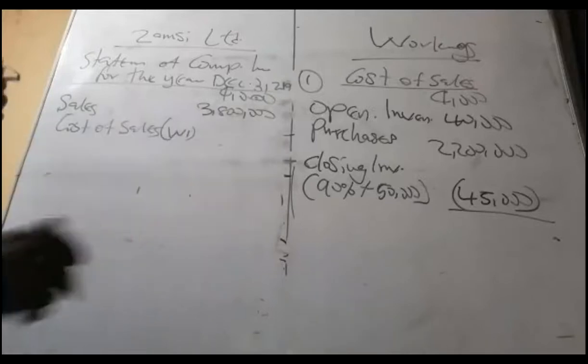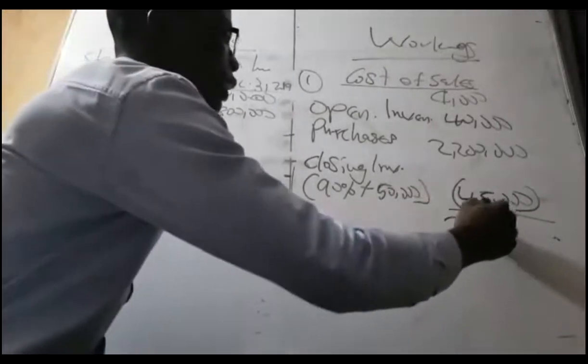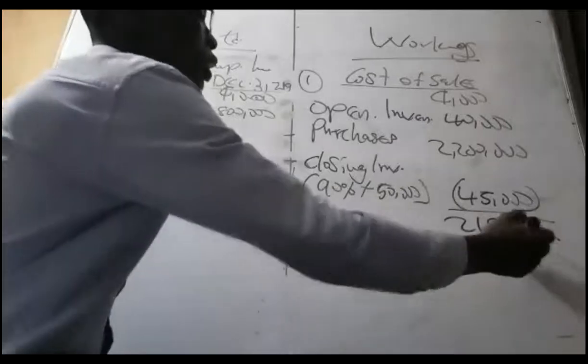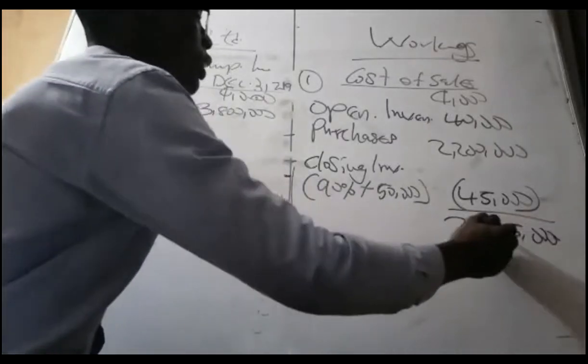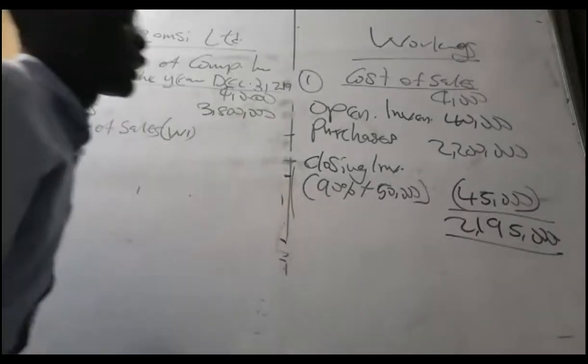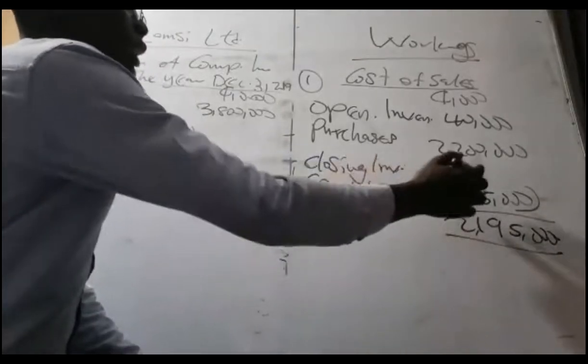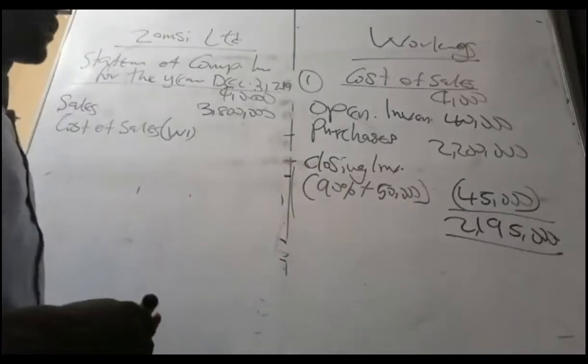So if you sum them up, this is what you get. 21,950. Good. So 219,500. That is it. So I'll come here and put it in immediately, don't even finish. This is the closing inventory. You've gotten it. So go to the balance sheet, the inventory section.